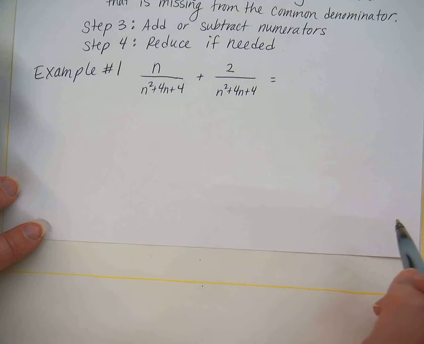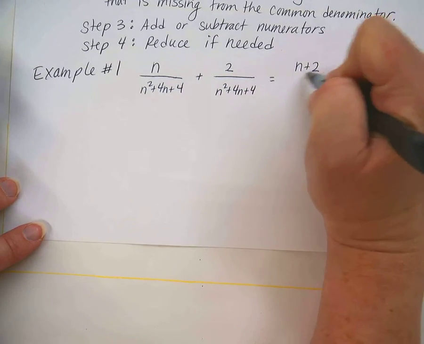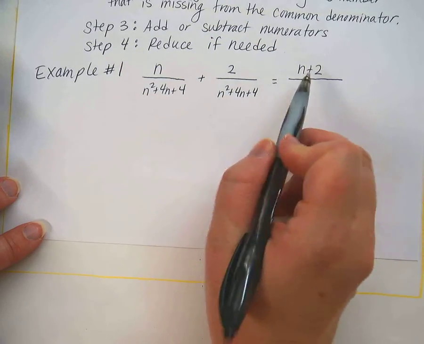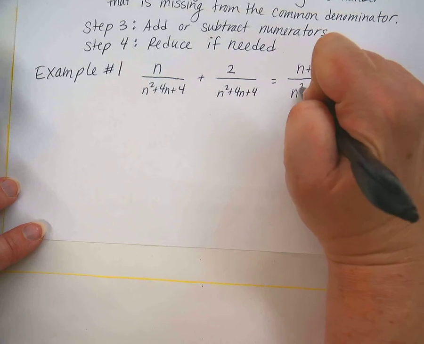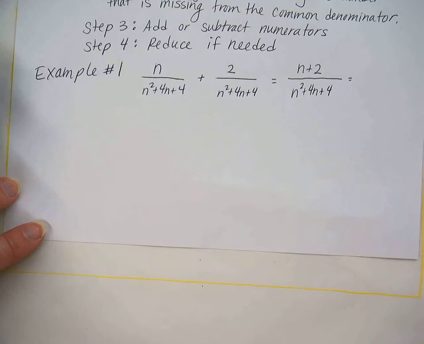So we get to skip steps 1 and 2 basically, which is nice because that makes this really easy. Step 3. So we're just going to combine like terms if we can. We can't because they're different, so we just add them together. And then here's the denominator, n squared plus 4n plus 4. Now what?